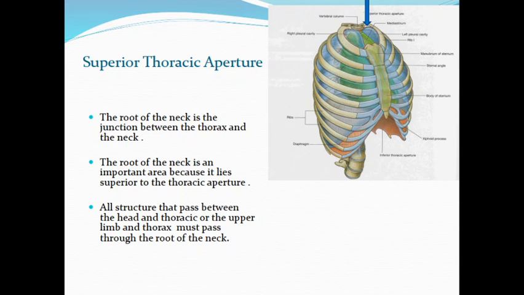Now we'll see exactly where the root of the neck lies. So in the diagram you can see the superior thoracic aperture. So the root of the neck is the junction between the thorax and the neck. The root of the neck is an important area because it lies superior to the thoracic aperture. All the structures that pass between the head and the thorax or the upper limb and the thorax must pass through the root of the neck.